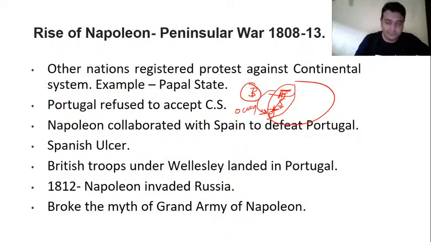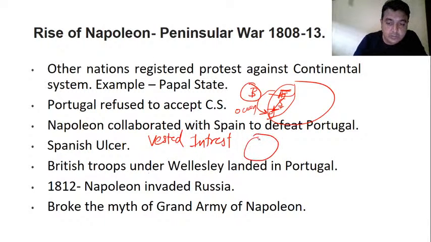So what happened? Napoleon convinced Spain to open the border. And why did Spain open it? Because of vested interest. Without vested interest, nobody is going to do that. And what was that? He offered that, suppose this is Portugal, we collaborate with each other, means the French army and the Spanish army collaborate with each other. We are going to combinedly attack Portugal and divide Portugal into two.